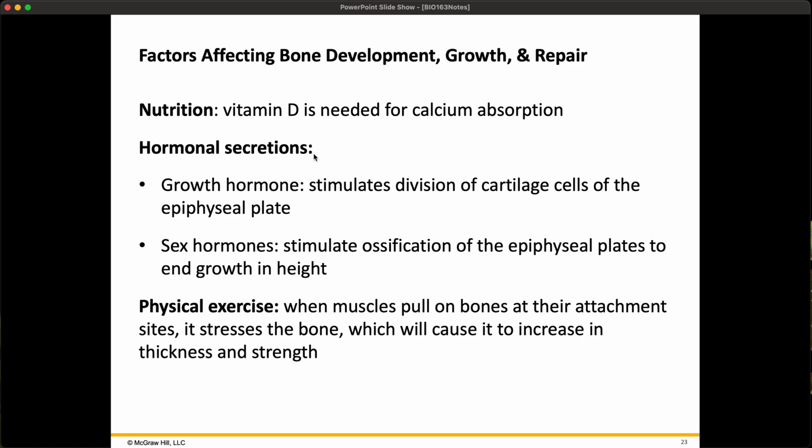Also, hormonal secretions are going to affect your bone remodeling. Growth hormone is going to stimulate division of cartilage cells in the epiphyseal plate and increase your growth rate. That's why, once we hit puberty, you get this release of growth hormone and you start to shoot up in height. Sex hormones start to stimulate ossification at the epiphyseal plates to end growth in height. Growth hormone is secreted before the androgens, your testosterone and estrogen, really start to ramp up. And so that's why there tends to be this growth in height, and then you start to see the other secondary sexual characteristics come into play.